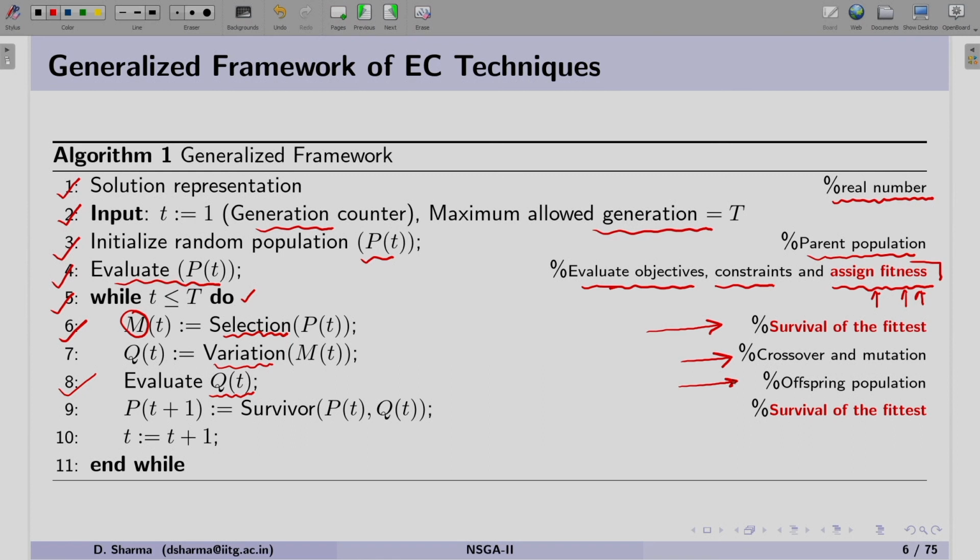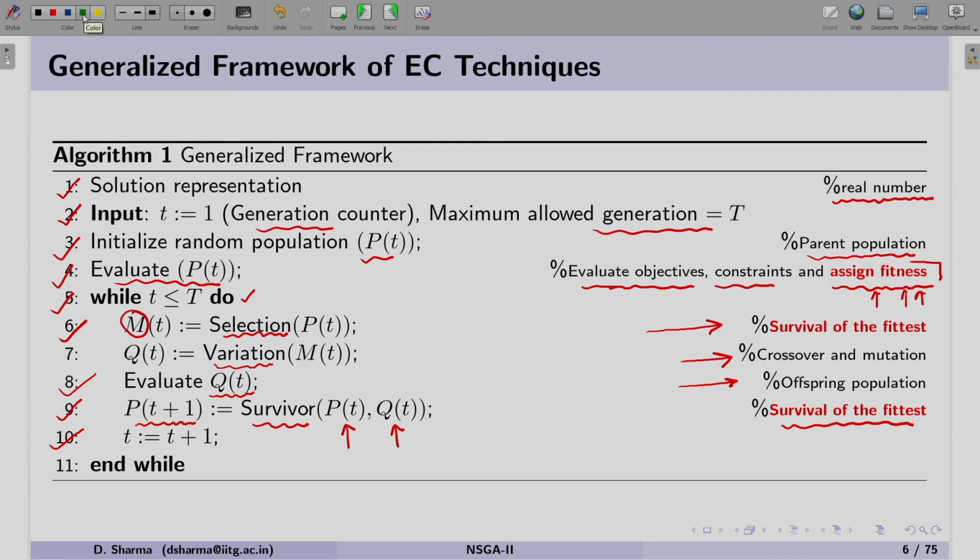This population, we remember, is referred to as the offspring population. Now in step number 9, we have to make the population for the next generation using survivor selection. Here we have the parent population and the offspring population. So we again use some kind of survival of the fittest to choose, and then we increase the counter by 1, and this loop is followed until the termination condition is satisfied.